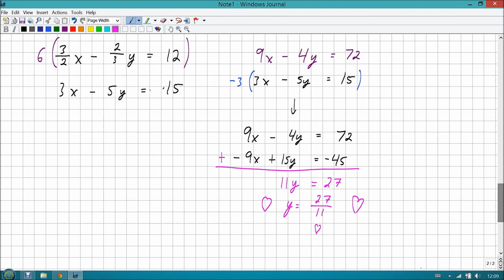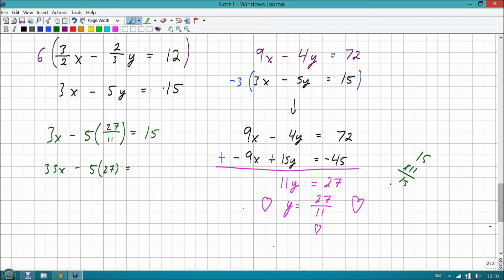And considering that we really don't like fractions, let's go ahead and use the second equation for plugging it back in. So we're going to have 3x minus 5y. Well, y is 27 over 11, so let's put that down: 3x minus 5 times 27 over 11 is equal to 15. I know you guys don't like fractions, so let's go ahead and multiply everything by 11 first. So we have 33x minus 5 times 27 is equal to 15 times 11.